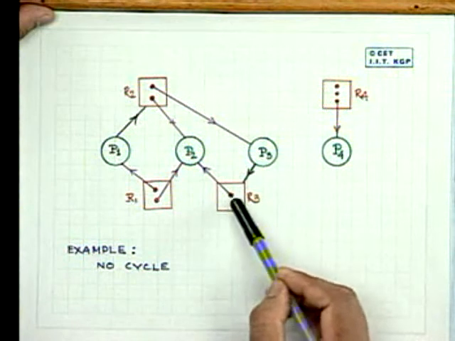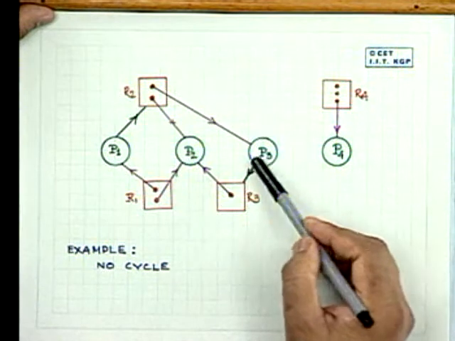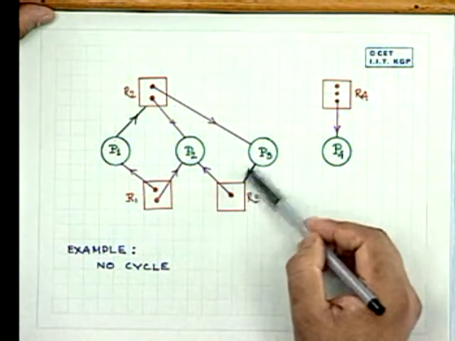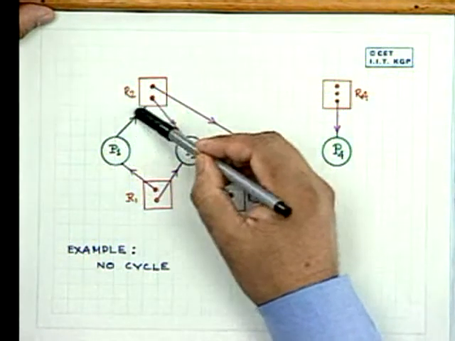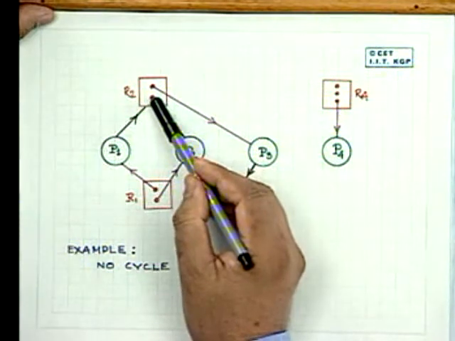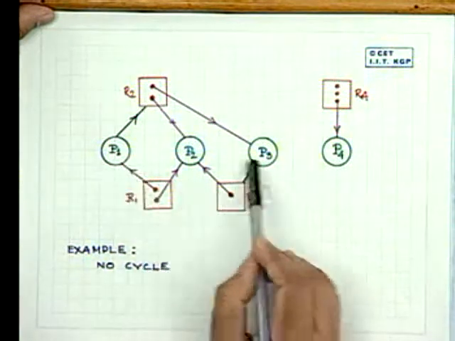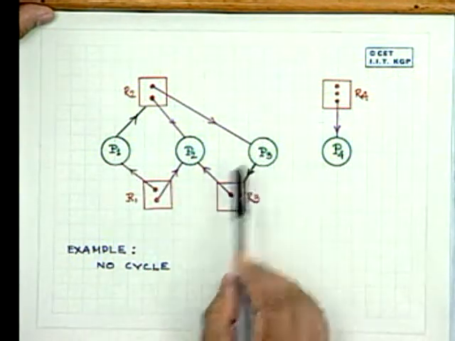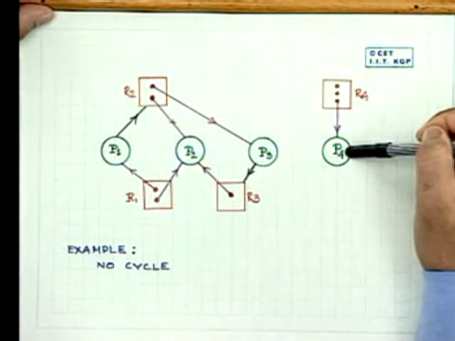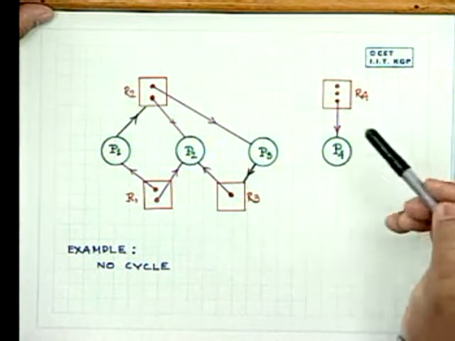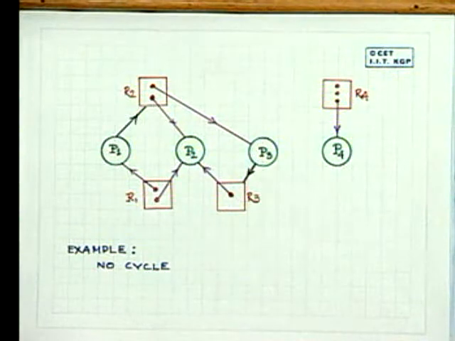Now, the moment that R3 is released, R3 can be allocated to P3. Therefore, this request edge will be converted into an assignment edge. Similarly, this request edge will be converted to an assignment edge, since this instance will be released by P2. Then both P1 and P3 can complete, and therefore there is no possibility of a deadlock. And P4, you see, is not waiting for any resource to be released, and therefore P4 can come to its own conclusion. That means it can finish without any problem. But this is quite fine.